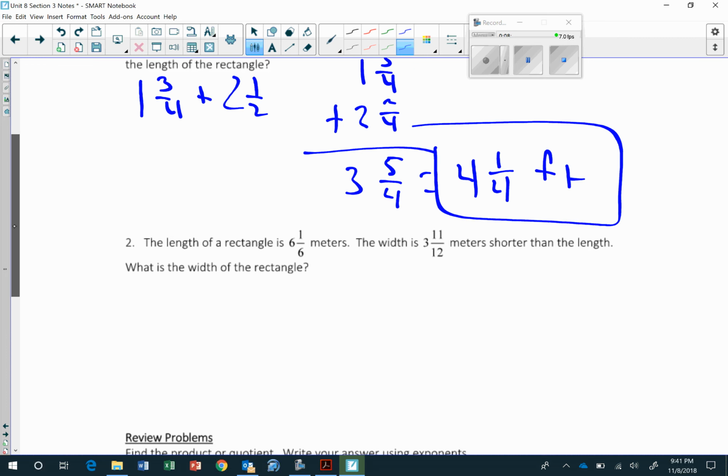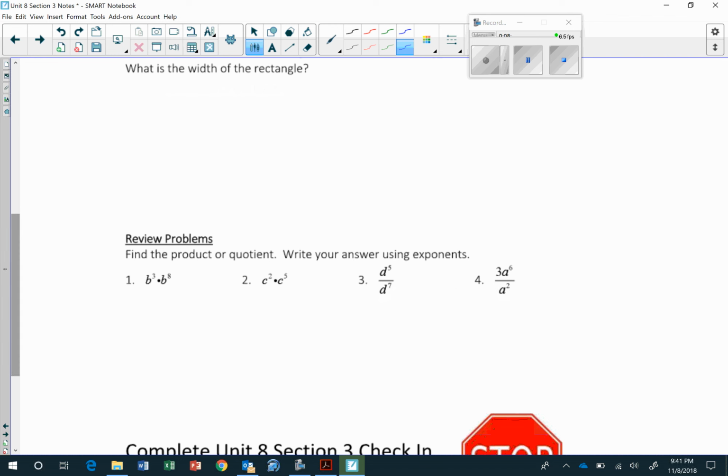All right, I'm going to leave number 2 for you guys to try. And then also don't forget about your review problems on the bottom. You should not be taking the check-in until you've done the review problems and checked them over.